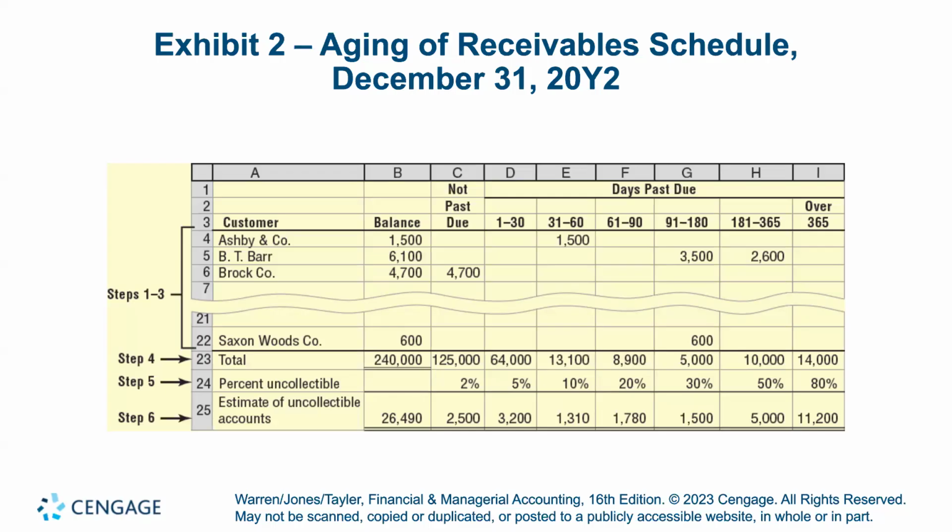So it's a multi-step sort of problem. But the reason we bother to go through those extra steps is because it's way more accurate. I mean, this really holds true that the older a debt gets, the less likely you are to collect it, which makes sense, right? All right.